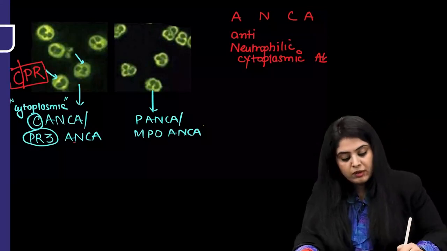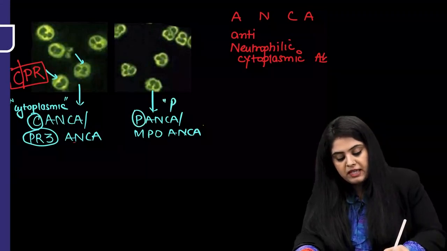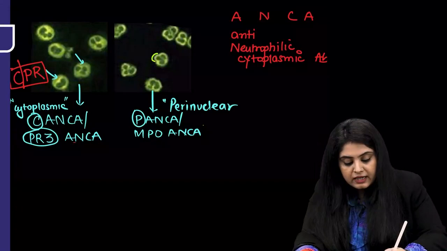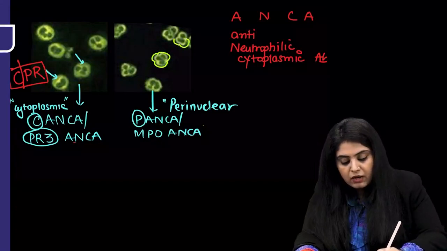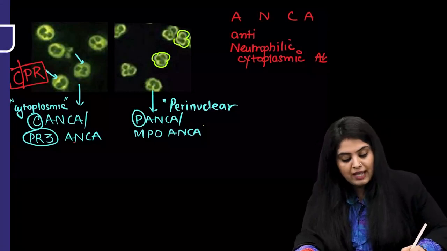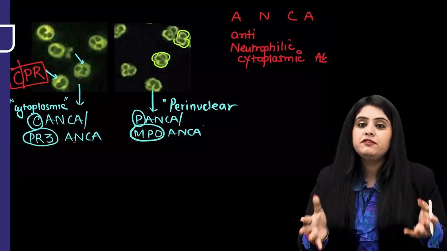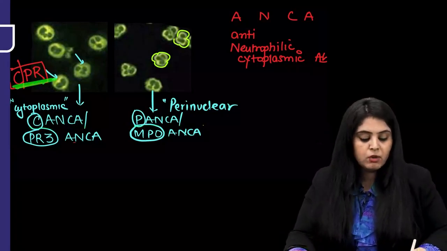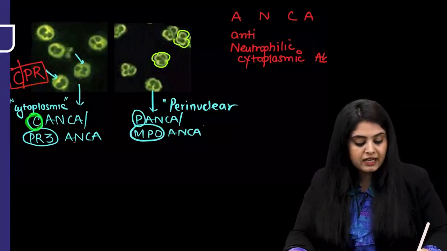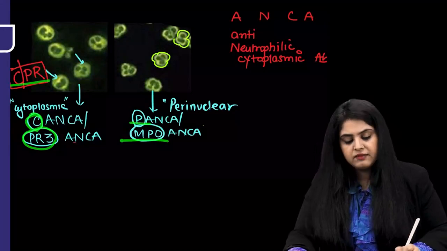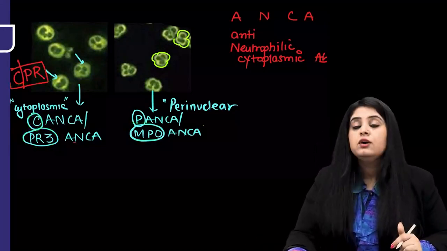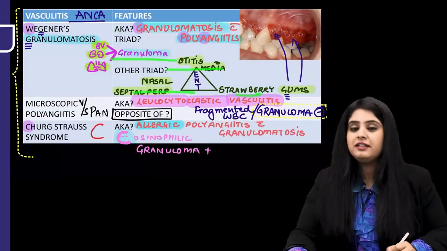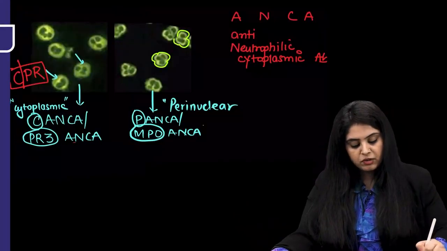Now the second one is P ANCA. P stands for perinuclear: only the area around the nucleus is green. Look at this, only the area around the nucleus is green. Perinuclear is known as MPO ANCA. In the exam you get confused: what is PR3, what is MPO? If you forget the other names of C and P, remember the mnemonic CPR, which reminds you that C ANCA is PR3 ANCA, and P ANCA is MPO ANCA. Now where do you see which one of these? Remember, Wegener's granulomatosis had so many triads, it is everywhere. Genuinely, Wegener's granulomatosis is everywhere.